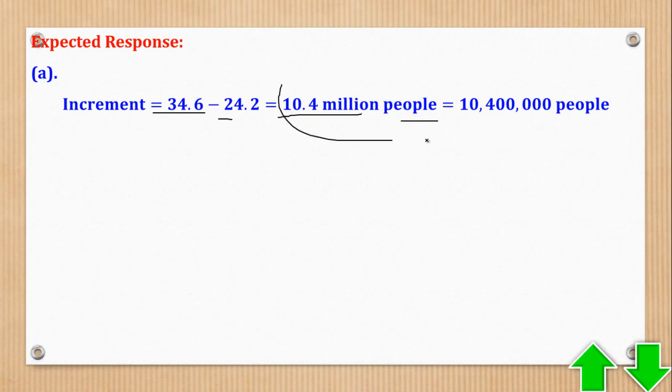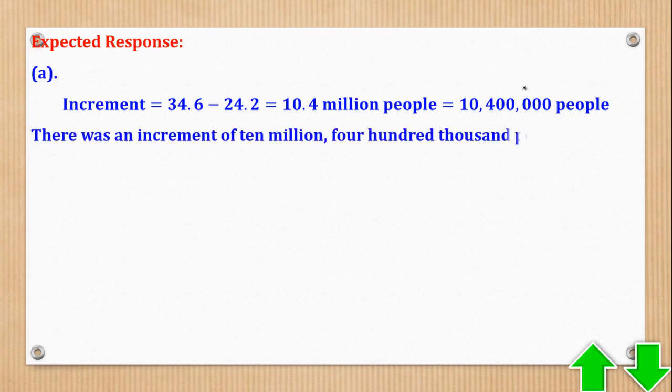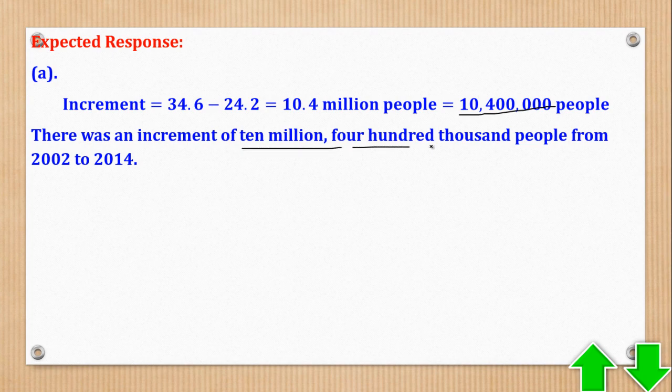So you can either choose to write it like this or you write it like that. Everything is okay. But when it comes to writing in words, some of you have fun. Do you know what you do? You write 10.4 million people. That is not okay. What we want in words is this. So we want to say, writing 10,400,000 people from this to this was the increment. Then that was part A.